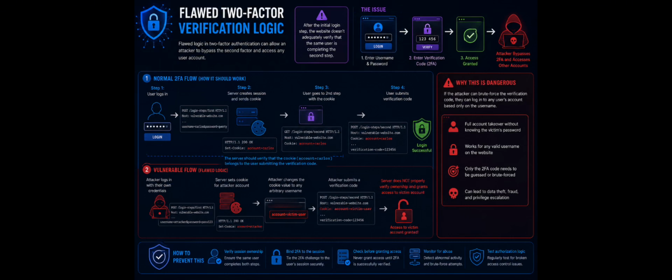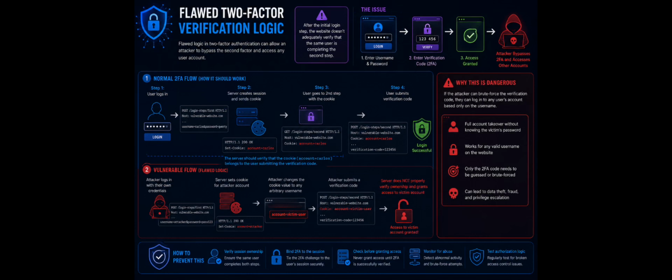For example, the user logs in with their normal credentials in the first step as follows: POST /login-steps/first HTTP/1.1, Host: vulnerable-website.com, username=carlos&password=qwerty. They are then assigned a cookie that relates to their account, before being taken to the second step of the login process: HTTP/1.1 200 OK, Set-Cookie: account=carlos.